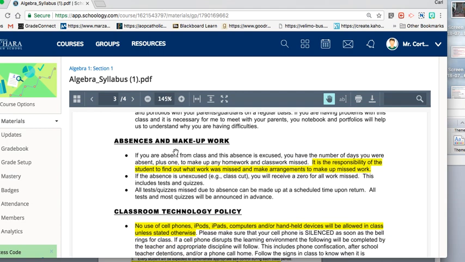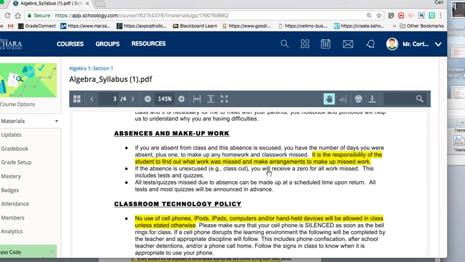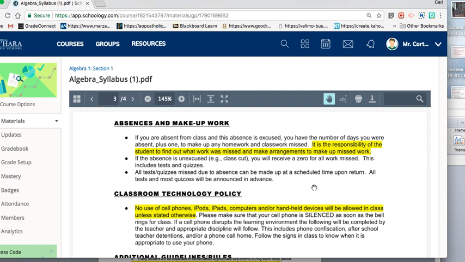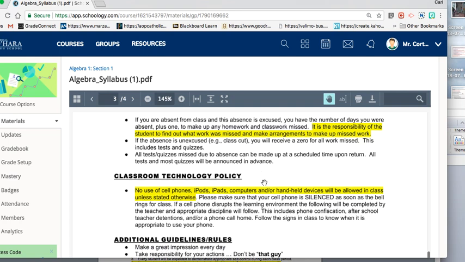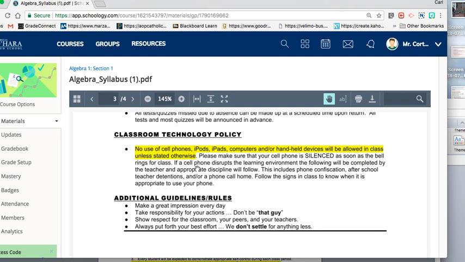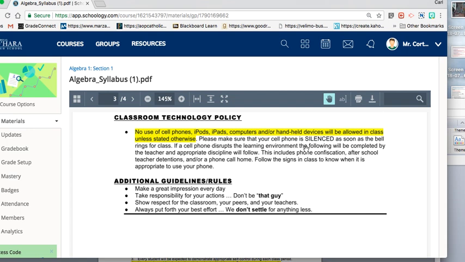In yellow, the main idea as far as absences and makeup work: it's the responsibility of the student to find out what was missed and make arrangements to make up missed work. So if you are out for Kairos or you're out for one reason or another, it's up to you to figure out what you missed. Luckily with Schoology, there's a lot of great materials here to keep you updated even if you are out. As mentioned previously with the classroom technology signs in class, follow through with the signs. I'll be letting you know when it's okay to use a phone or a laptop and when it's not okay.